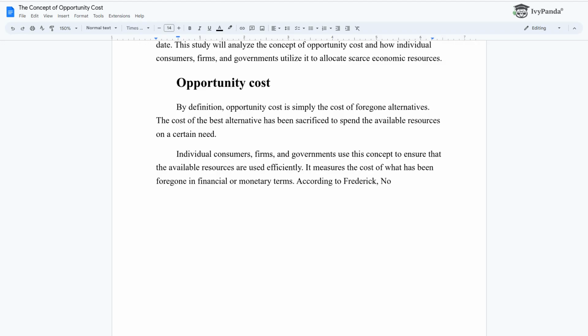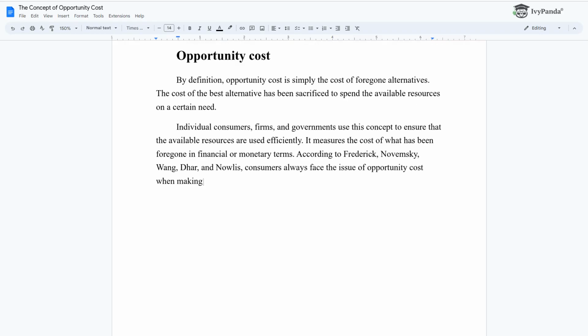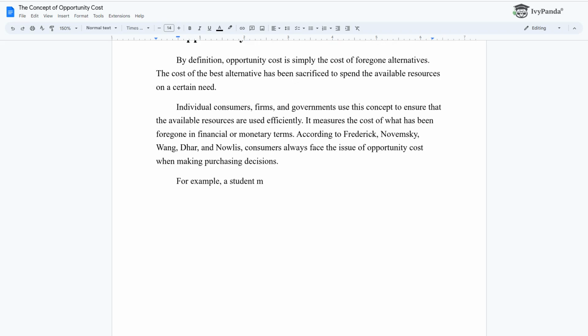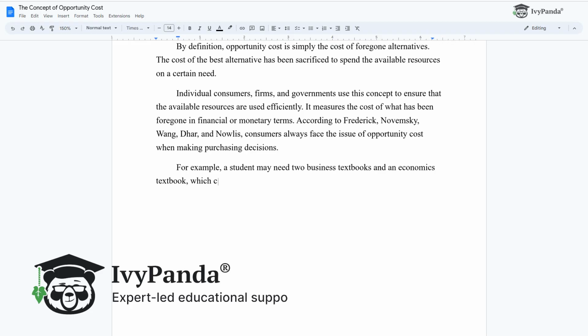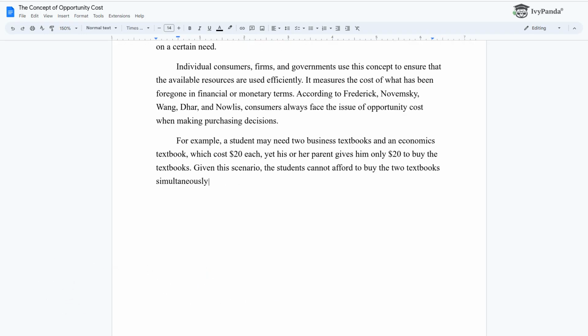According to Frederick, Novemsky, Wang, Dhar, and Nowlis, consumers always face the issue of opportunity cost when making purchasing decisions. For example, a student may need 2 business textbooks and an economics textbook, which cost $20 each, yet his or her parent gives him only $20 to buy the textbooks. Given this scenario, the student cannot afford to buy the textbooks simultaneously since the amount of money they have can only purchase 1 textbook.